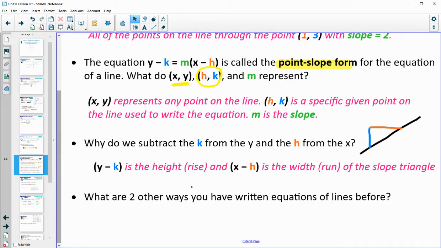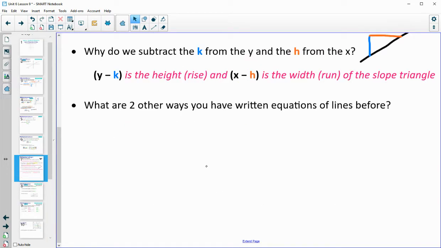And then do you remember two other ways that we've written equations of lines before, besides point slope form? So two ways you might remember lines being written are slope intercept form and standard form. Slope intercept form is when we know the y-intercept. So we know that this b value is where it crosses the y-axis, and then we still have the slope.